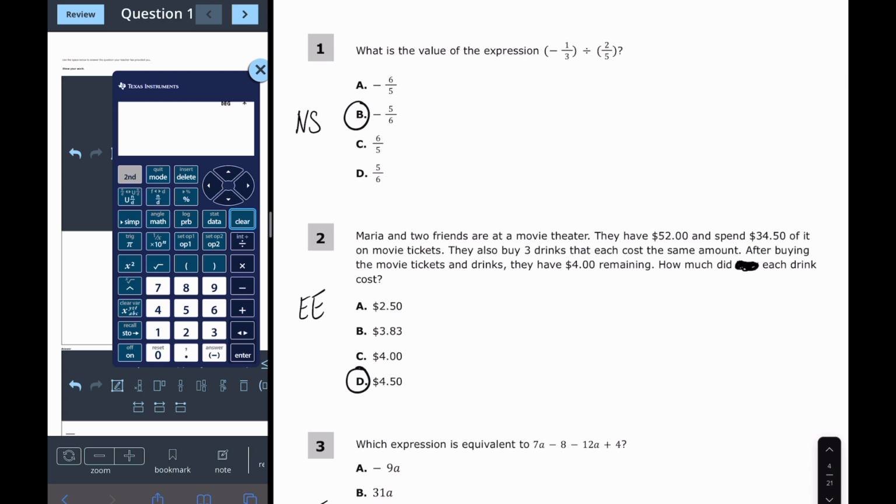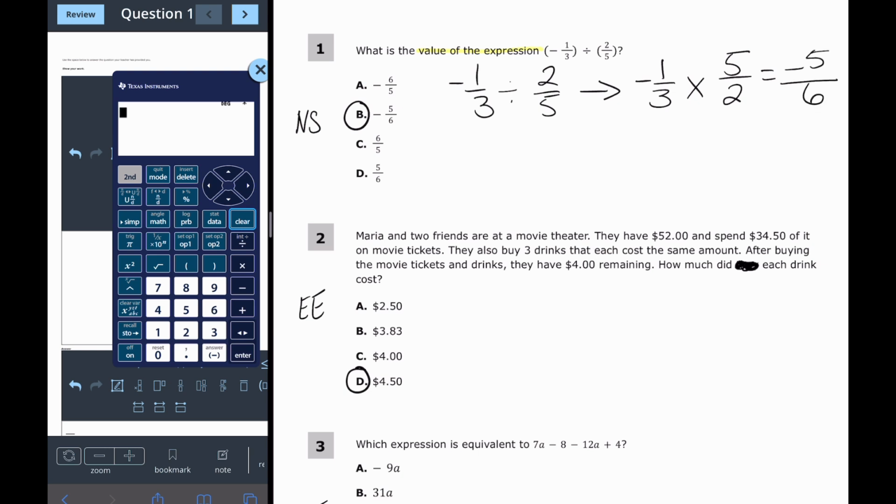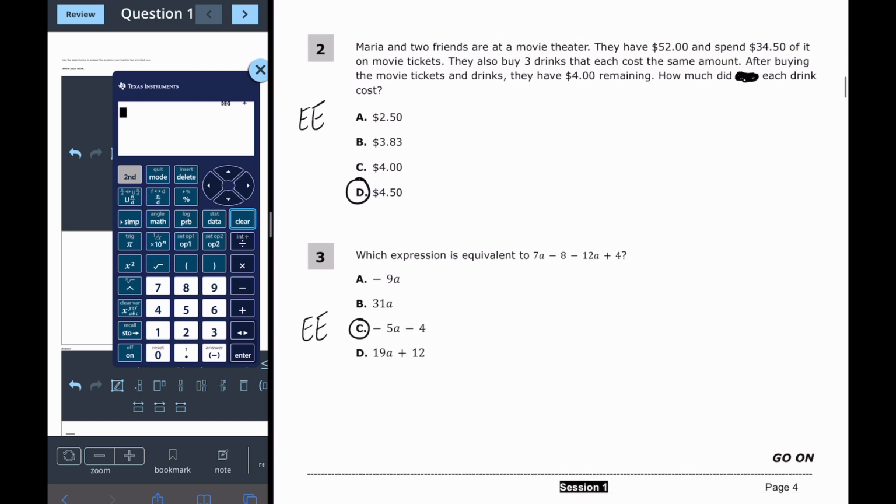We'll start with number 1. Very simple. We just want to know the value of the expression: negative 1/3 divided by 2/5. I'm going to rewrite it as a multiplication problem, negative 1/3 times the reciprocal, 5/2. And I'm getting negative 5/6, since we just multiply the numerators and the denominators. And there you have it, the answer for number 1.